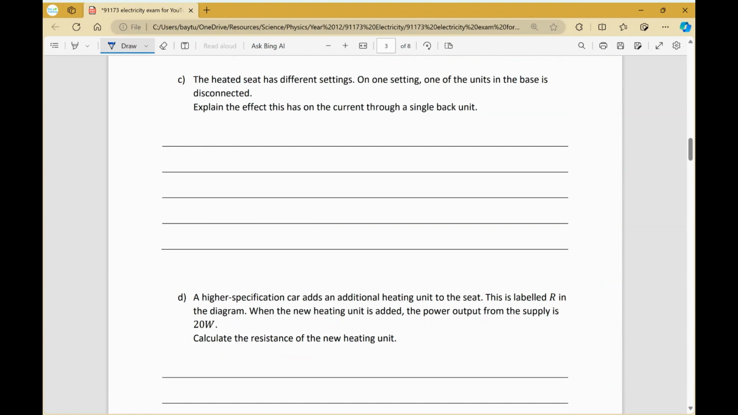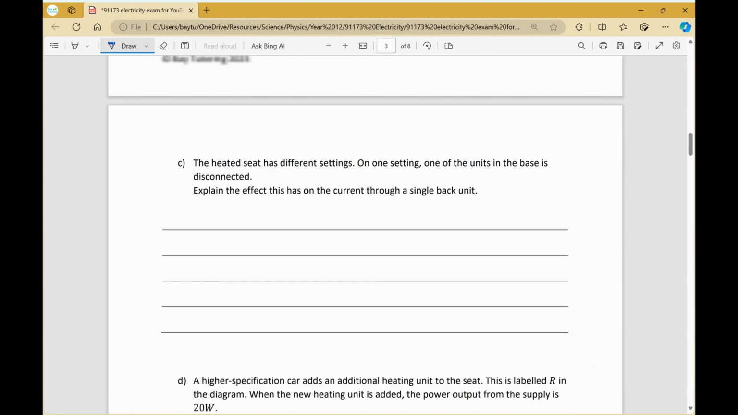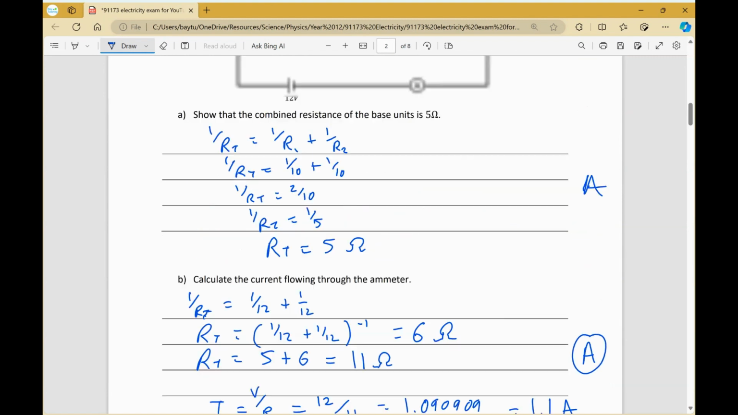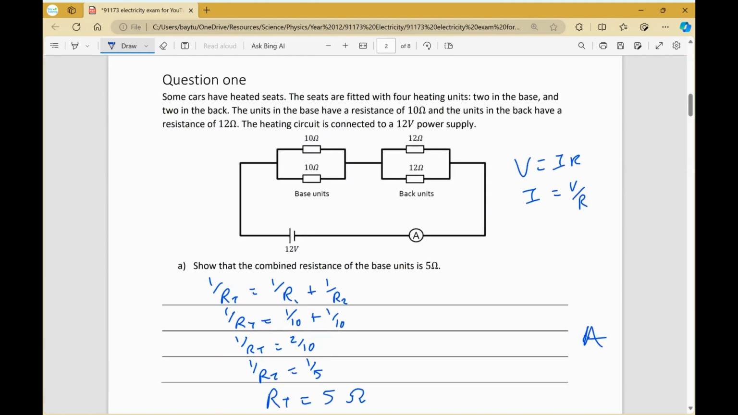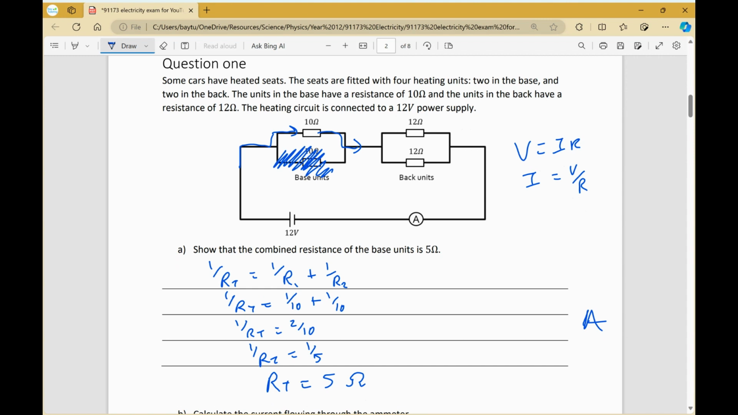So probably the best thing to do is scroll back up to the circuit and just picture what's going to happen. So if one of the units in the base is disconnected, if we just get rid of that one, say, then this will now be in series because the current only has one path that it can take through there. So it's actually going to increase the total resistance in the circuit. And what that will mean, we know, again, Ohm's law, V equals IR, so I equals V over R. Increasing resistance, keeping the voltage the same, that's going to decrease the current.